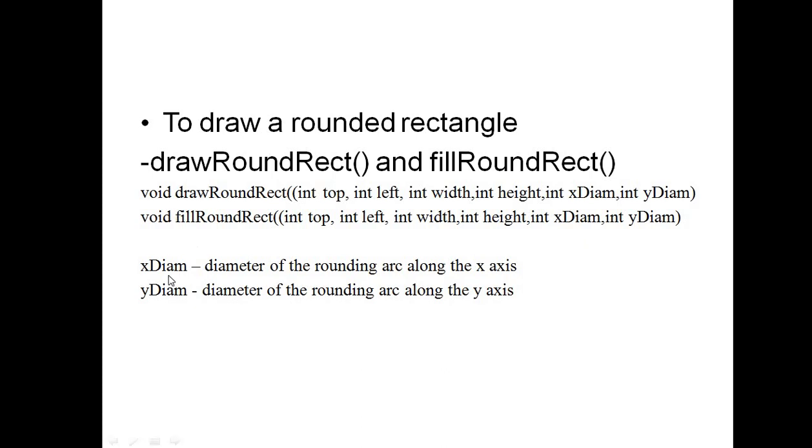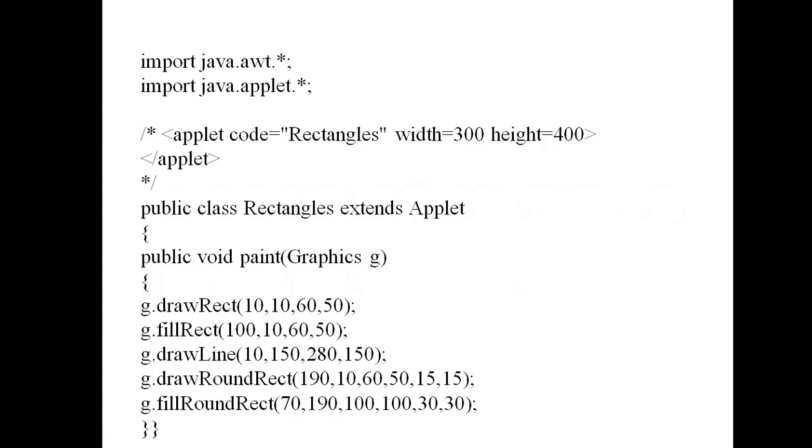So x diameter is the diameter of the rounding arc along the x axis. Y dim is the argument for the diameter of the rounding arc along the y axis. These are the things. See one example.